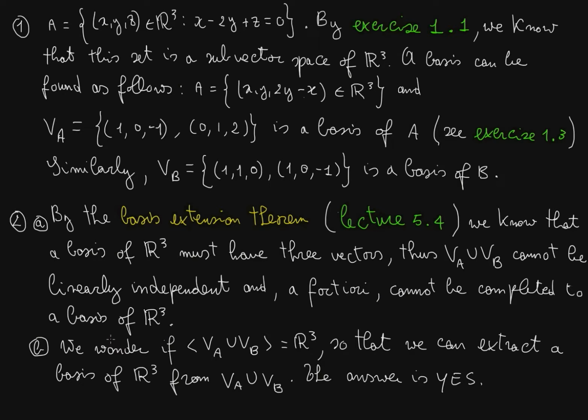Now, what we can wonder is if actually these are generators of R3. If we cannot complete it to a basis of R3, maybe if they are generators of R3, then we can extract a basis of R3 inside the union of VA and VB. So that we can extract the basis of R3 from VA union VB. So at least we can find a basis of R3 that has somehow something to do with A and B. Now actually the answer is yes. The union of VA and VB is a set of generators of R3. How do we see that?